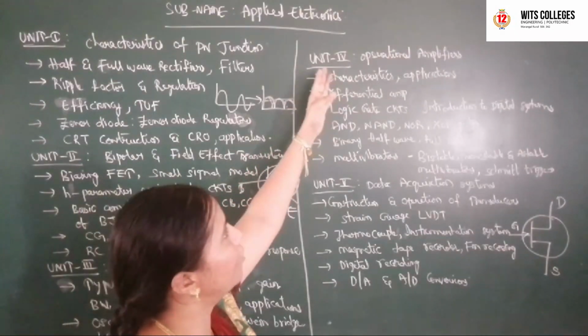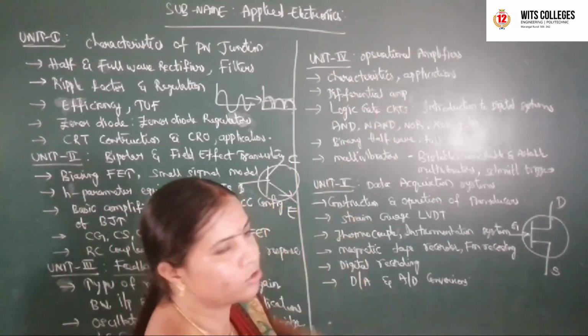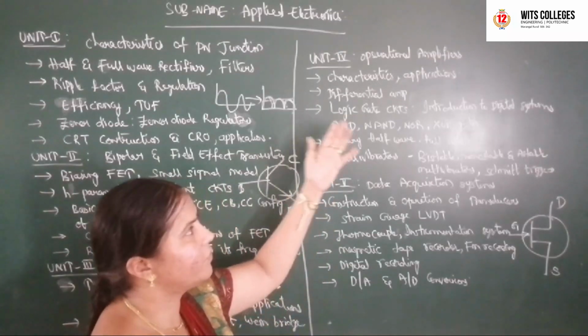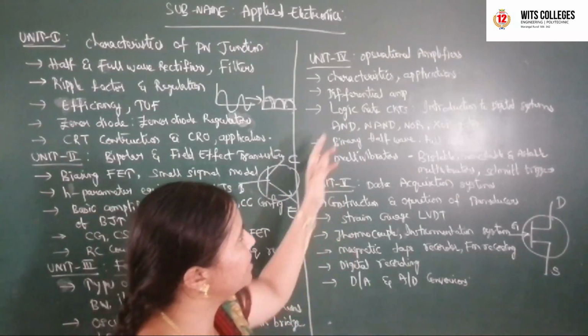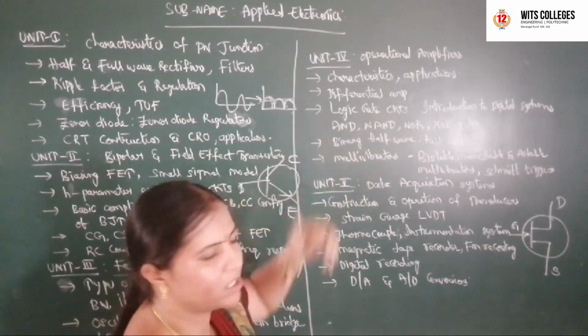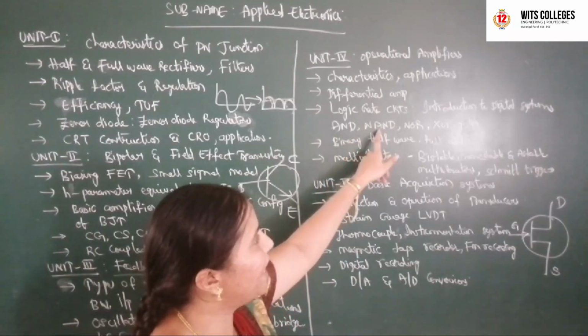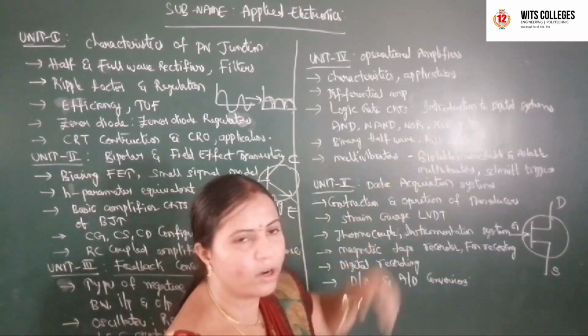Coming to the fourth unit, operational amplifiers. So what are the characteristics and applications of operational amplifiers? What is differential operational amplifier? What is the logic gate circuits? Coming to the introduction of digital systems, దీనిలో వచ్చేసి you can study about the digital logic circuits, like what is AND gate, NAND gate, NOR gate, XOR gate.